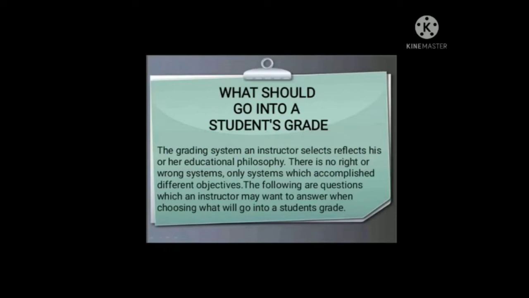What should go into a student's grade? The grading system an instructor selects reflects his or her educational philosophy. There is no right or wrong system, only systems which accomplish different objectives. The following are questions which an instructor may want to answer when choosing what will go into a student's grade.